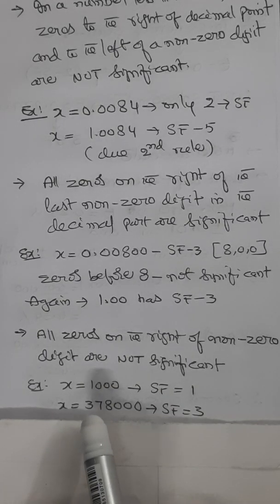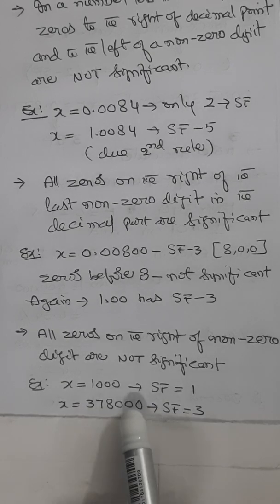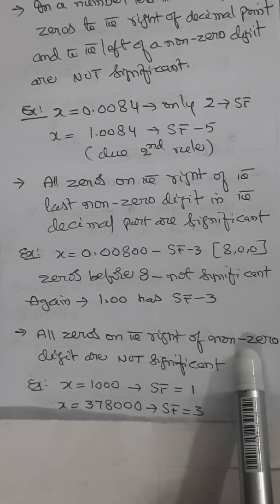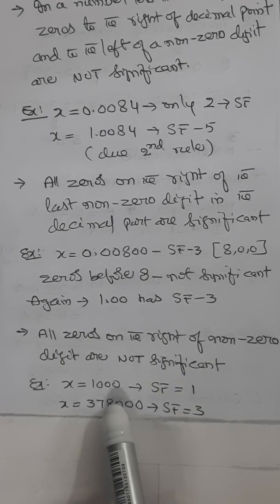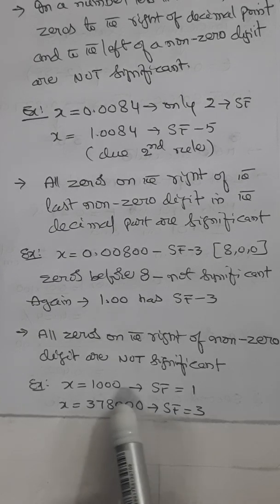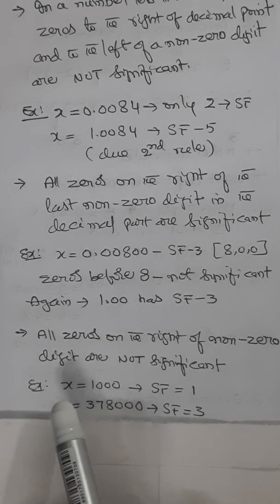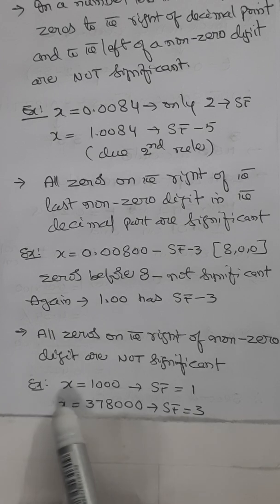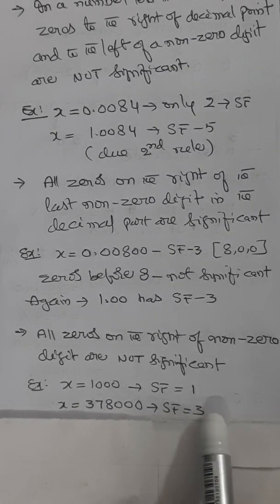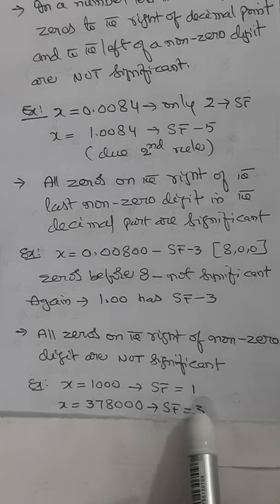Similarly, if you take another value, let us say 3,78,000. Here the non-zero digit is 8. To the right of it, these are the zeros. So all these zeros are not significant. Therefore, in that case, the total number of significant figures in this is 3 only. There are 3 significant figures in this.